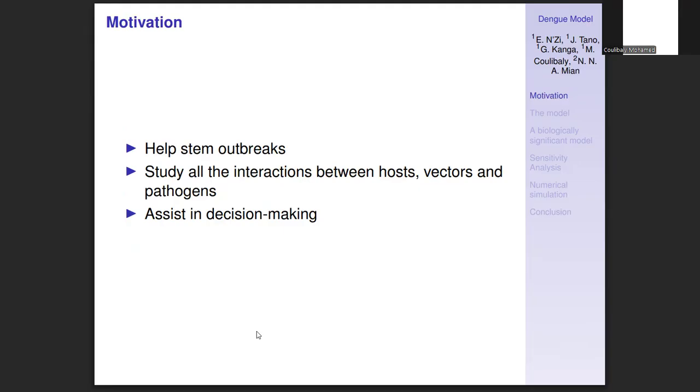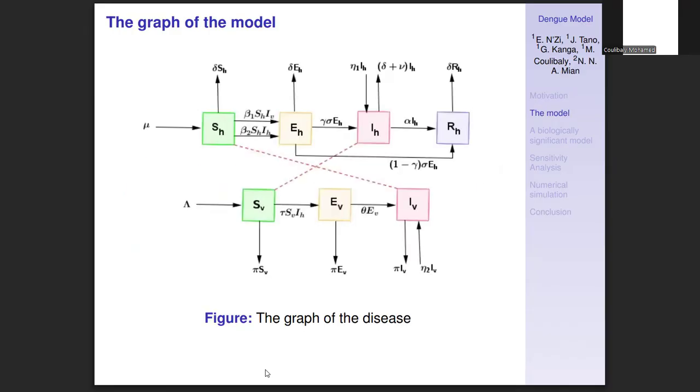We were motivated by the desire to help stem outbreaks, study more the interaction between host, vectors, and pathogens, and assist in decision making. And for that, we have developed the following model, which the graph is this one. Our model has 7 compartments.